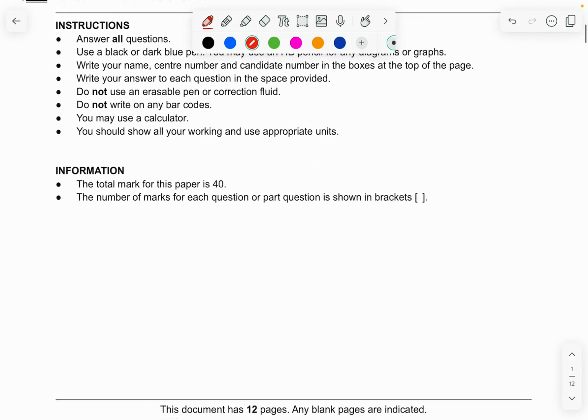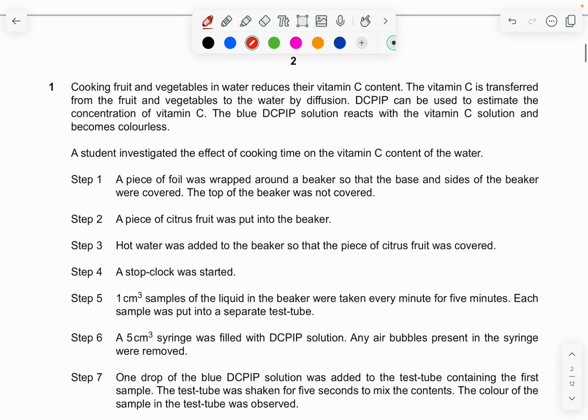So let's start off with this paper. Question number one: cooking fruit and vegetables in water reduces the vitamin C content. The vitamin C is transferred from the fruit and vegetables to the water by diffusion. DCPIP can be used to estimate the concentration of vitamin C. The blue DCPIP solution reacts with the vitamin C solution and becomes colorless. So a student investigated the effect of cooking time on the vitamin C content of the water.